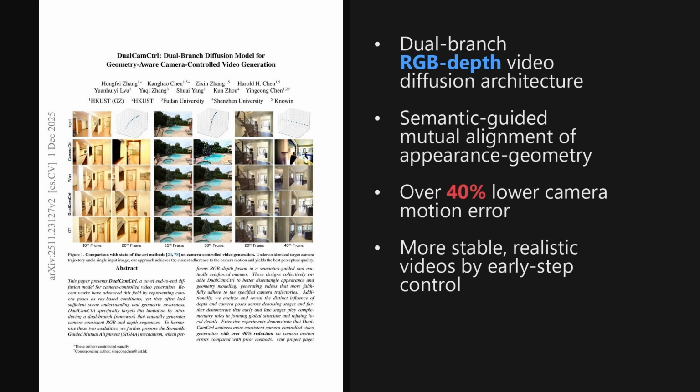Alright, to wrap up, the key takeaway is that separating color and depth while letting them talk through semantic guided mutual alignment gives far tighter camera control and smoother, more realistic videos. This kind of geometry-aware generation could really stabilize creative tools, virtual tours, and robotic simulation.